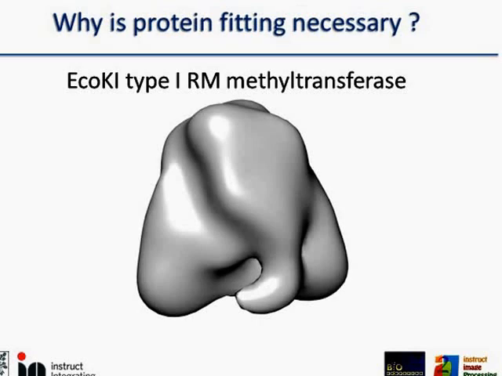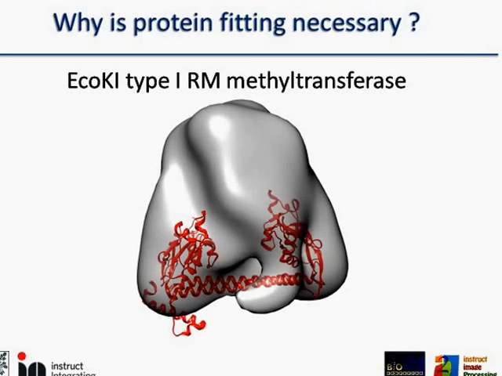So let's see with an example why we need the structure of the complex to understand the molecular mechanism. So this is a type 1 enzyme that is involved in DNA methylation and the transmission of genetic mobile elements. And with only this object, it's quite difficult. For example, imagine that I want to design an antibody that binds to the DNA binding site region and blocks the interaction with the DNA. So, with only this information, it's going to be almost impossible.